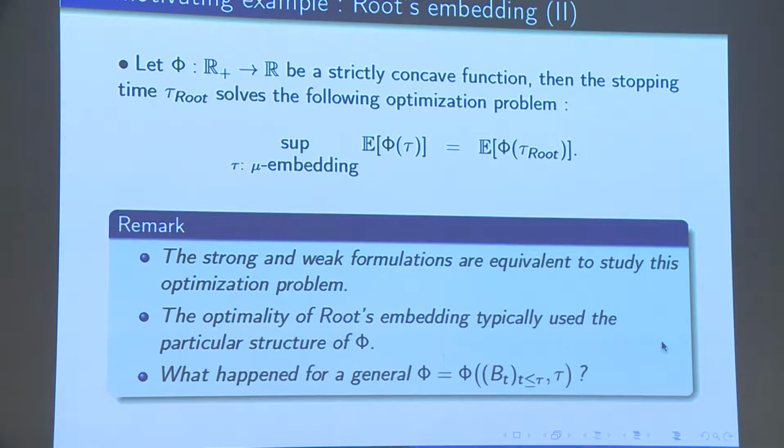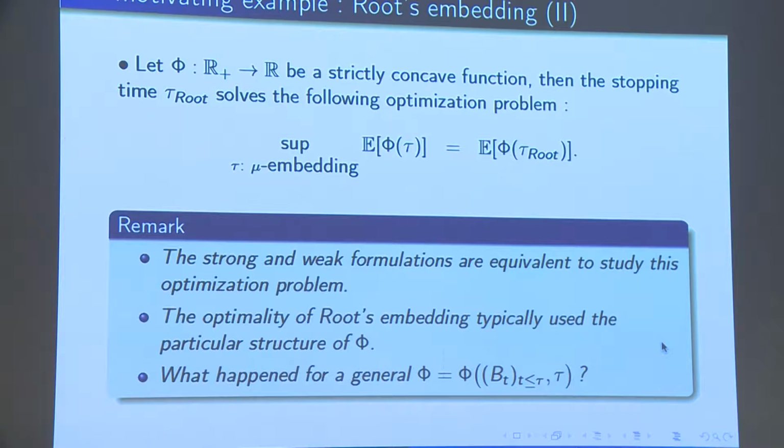And it is shown by Rost that the Root solution solves the optimization problem defined this way. So the Root embedding is the maximizer for this problem among all the embeddings to the given probability mu.